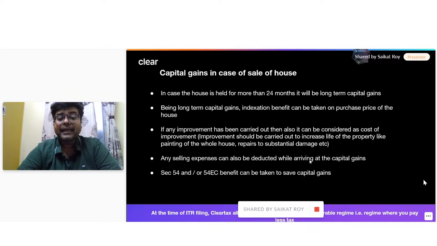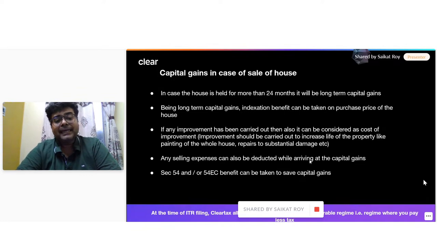Obviously, cost of improvement should be carried out to increase the life of the property, right? So if you are doing some small repair here and there, maybe some paint patchwork, or some bulb has gone out and you are affixing a new bulb, those are not considered to be increasing the life of the property, right? Maybe the roofing has completely given in, you are doing the roofing all over again, or the flooring has completely gone and you are doing the flooring again. So those expenses are considered to be increasing the life of an asset, right?